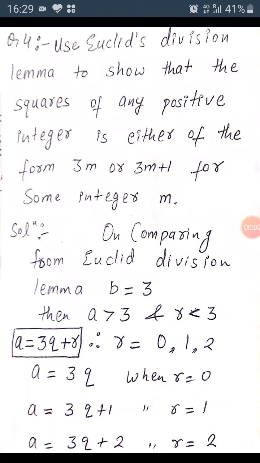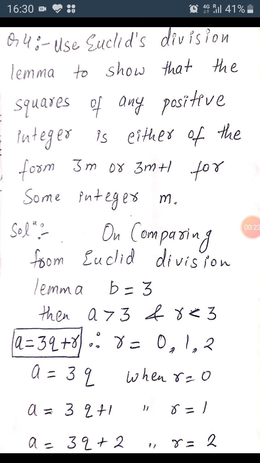Okay children, in the last video we completed question number 2. Now read question number 4. Use Euclid division lemma to show that the square of any positive integer is either of the form 3m or 3m plus 1 for some integer m.